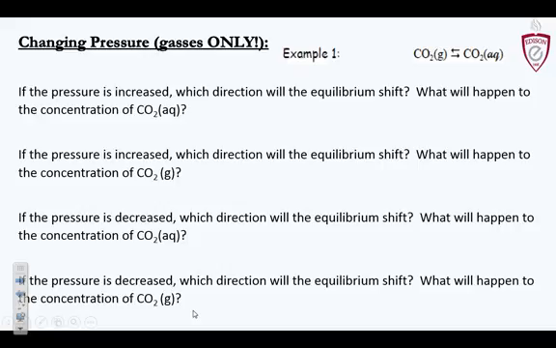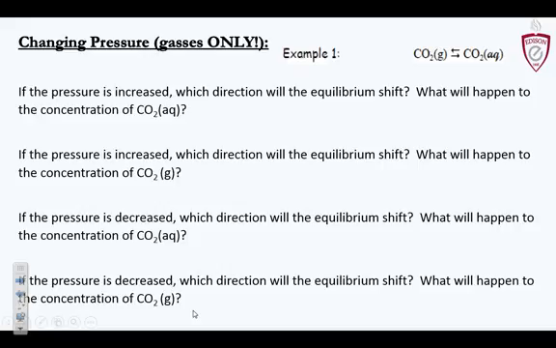What will happen to the concentration of the CO2 aqueous? It goes up. If I shift to the right, everything on the right has to go up. The pressure increases, which direction will the equilibrium shift? We just did that, to the right. What will happen to the concentration of CO2 gas? If it shifts to the right, the CO2 gas has got to go down, because it's on the left-hand side.